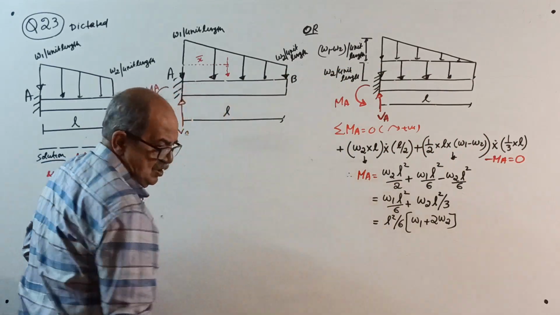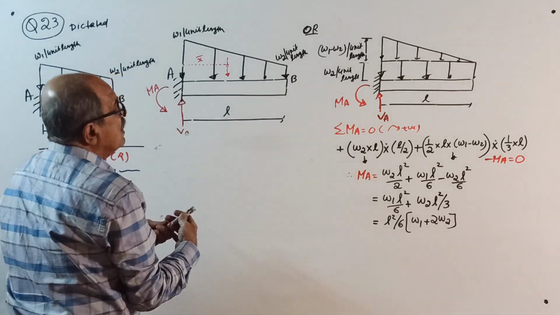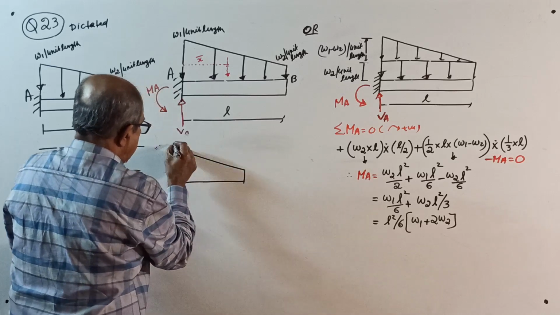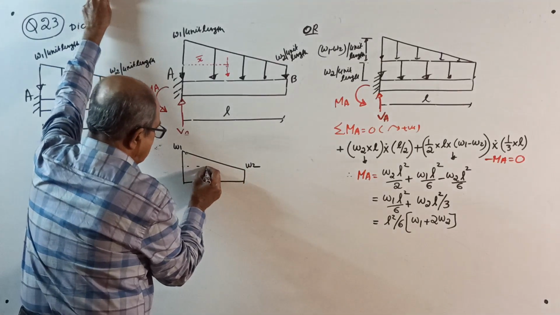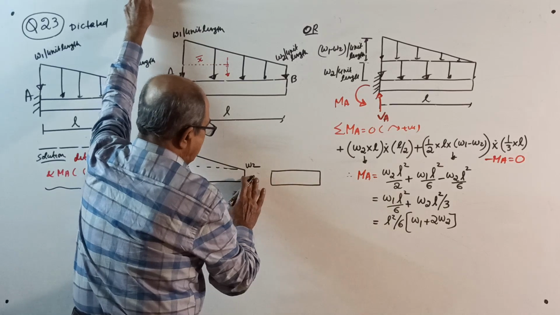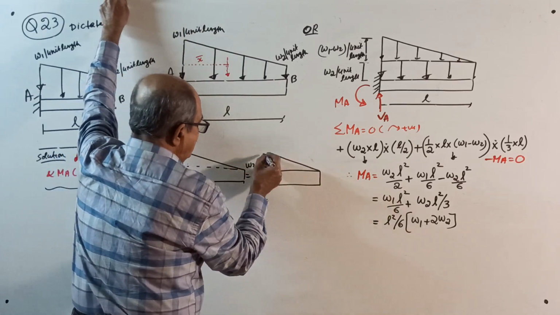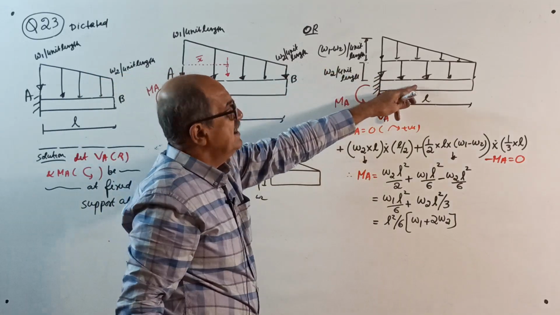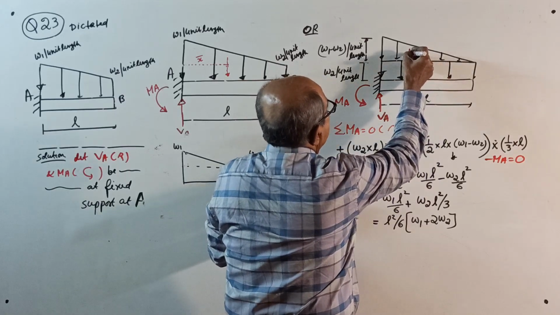See, this trapezium. Actually, what you have to do is write it this way: W1 per unit length, W2 per unit length, equal to a rectangle of W2, and a triangle which will come this way. This will be W1 minus W2, because W1 is taken more. Now, this UDL acts at the center, somewhere here.